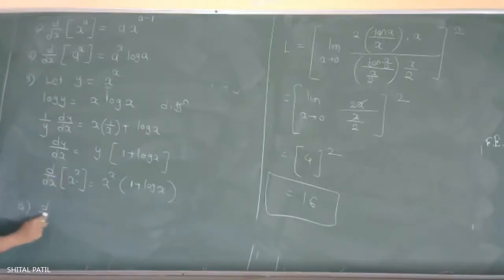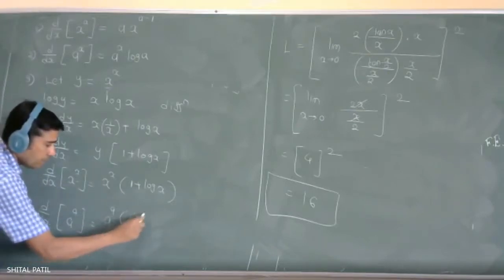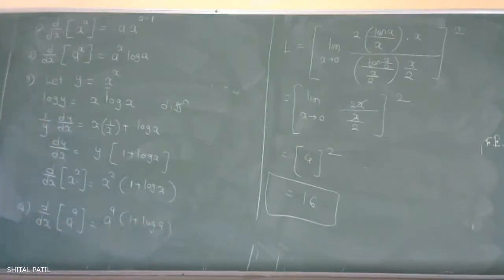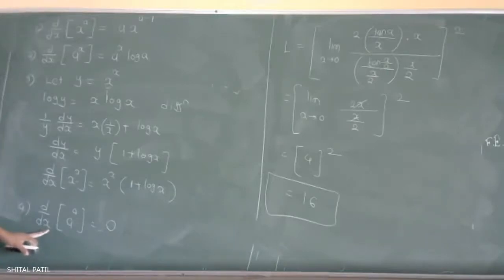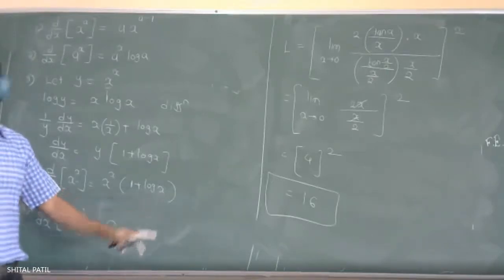In the same way, what is d by dx of a raised to a? A raised to a into 1 plus log a. Correct or not? How is it correct? What is a? Is a a variable or a constant? 5 raised to 5. What is the derivative of 5 raised to 5? Constant. What is the derivative of a constant? 0. That's it. a is a constant. Therefore, we are differentiating with respect to x. If we differentiate with respect to a, then the answer will be a raised to a times 1 plus log a. Understood? Right?